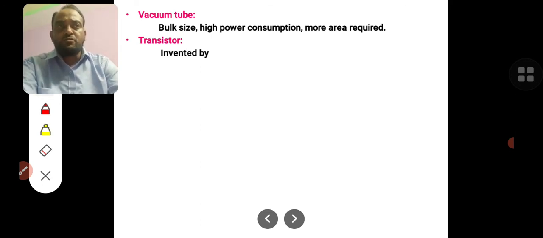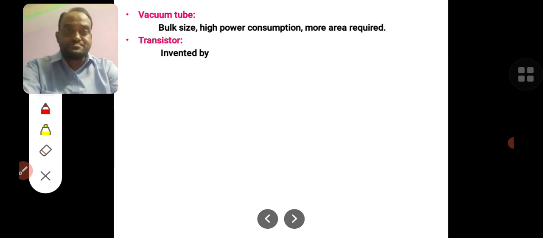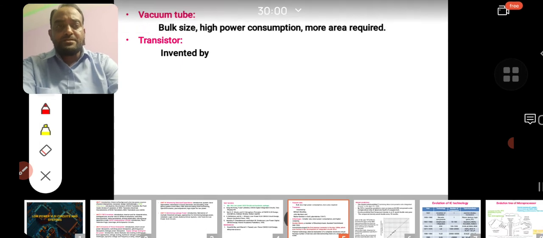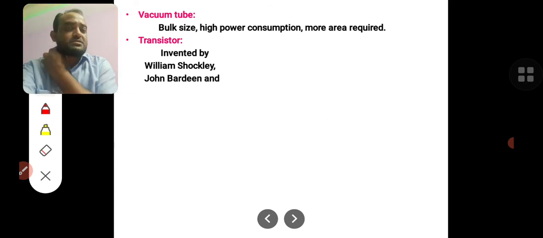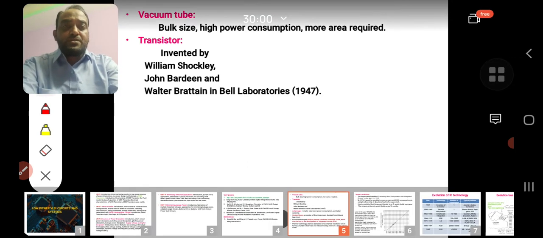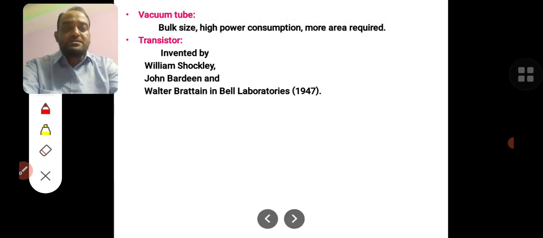PCBs of that time were very large. The radio which I have seen in my childhood was not less than the size of your desktop CPU. So it is very bulky. After a little gap with large investigation, people introduced transistors. The transistor was invented by William Shockley, John Bardeen, and Walter Brattain in Bell Laboratories in the year 1947.